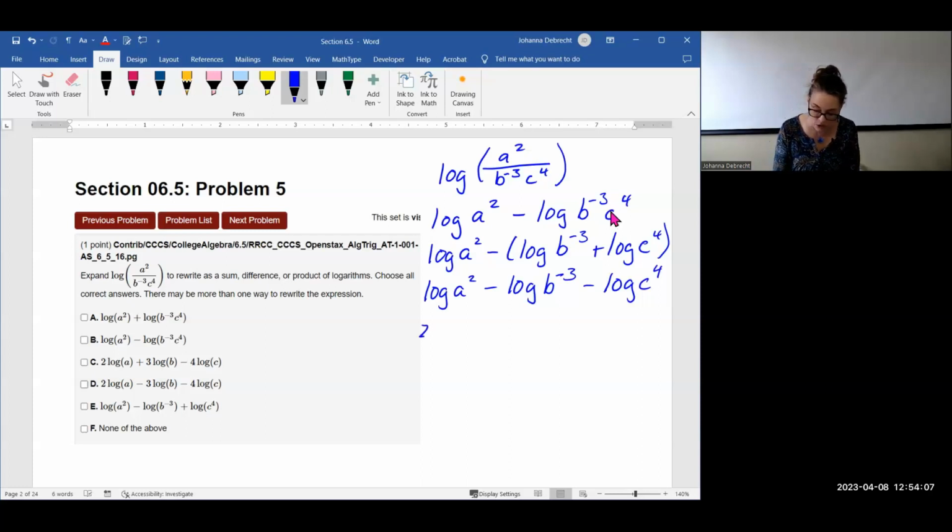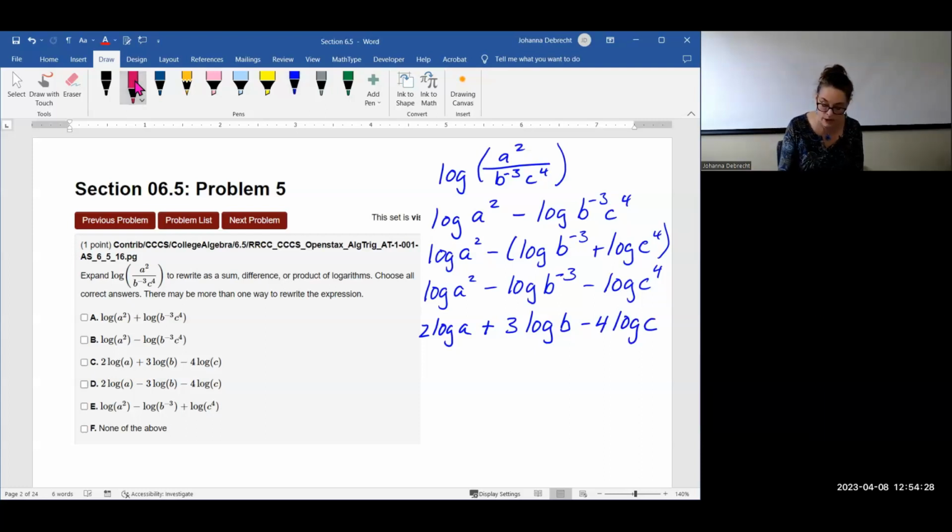So this becomes 2 log base 10 of a. Notice the negative 3 multiplies by the negative and actually gives me a positive. And I'll show you in a second why that ended up positive and not negative, even though it came from the denominator. And then the last term becomes minus 4 log base 10 of c.